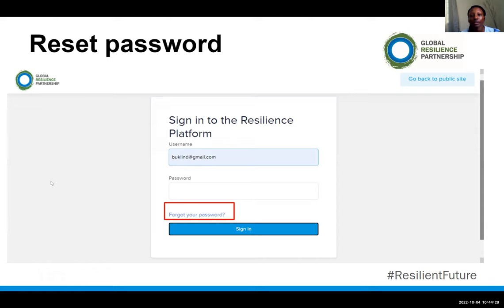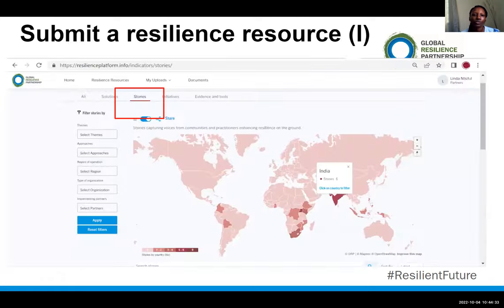And then from then, you can use that password to log in anytime you need to upload a resource on the Resilience Platform. Okay, so the focus today is on stories. And yes, my previous speakers have already done a brilliant introduction as to what goes into storytelling. So in order to upload a story onto the Resilience Platform, you click on the Stories button. That's after you've logged in.